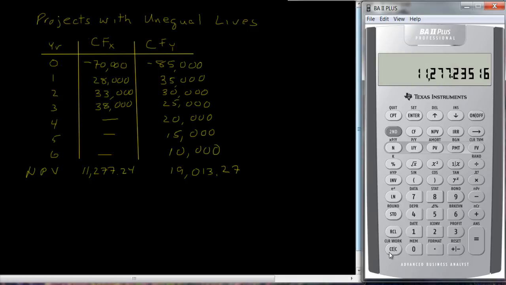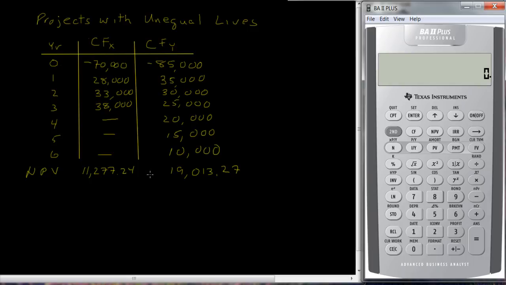So how do we compare these? These two projects live for different amounts of time. Well, if they are not mutually exclusive, that is, if you can do both of them, you should do them both. They both have a positive NPV, so they're both good projects, so you should consider doing them both. If the projects are not ongoing projects, that is, they can only be done once, then you'd like to choose Y over X because it has a higher NPV.